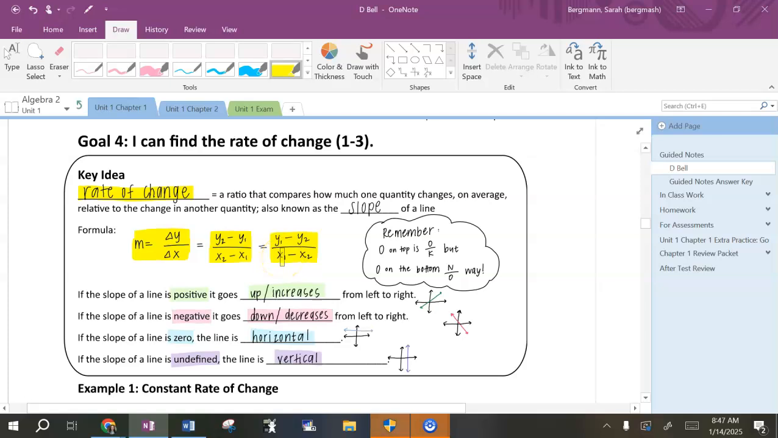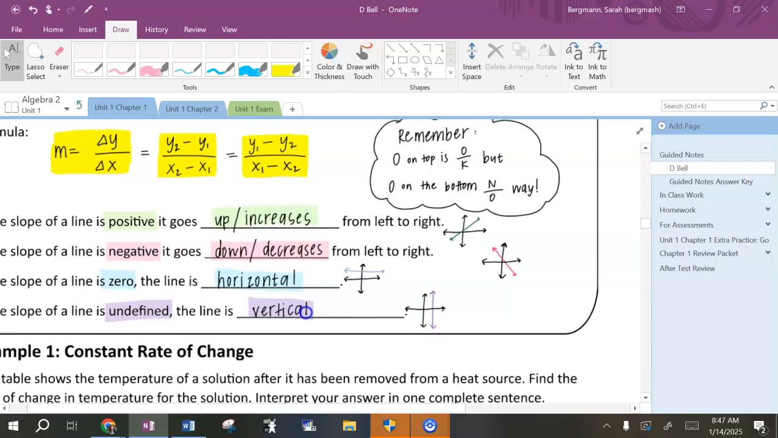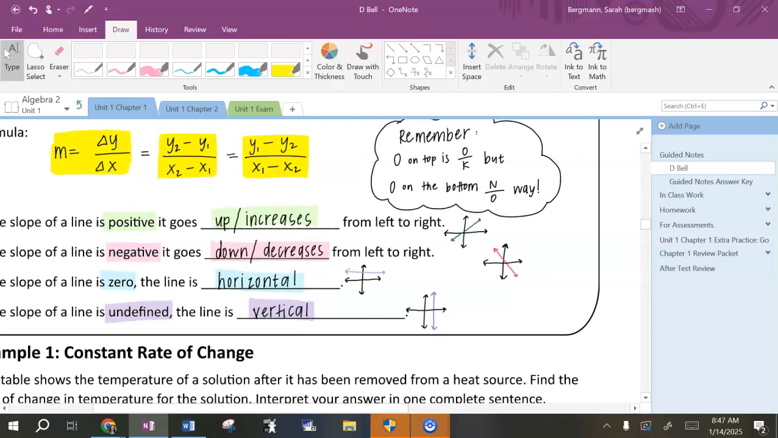Something that is important for you to remember is that if you get a 0 on the top, that's okay. It just equals 0. 0 divided by any number equals 0. But a 0 on the bottom, there's no way for that to be possible. You cannot divide by 0, so that's when you get undefined. So depending on the slope, it'll tell you what the line looks like. If the slope's positive, the line is going up or increasing as you look at the graph from left to right. If it's a negative slope, the line is going down from left to right or decreasing.